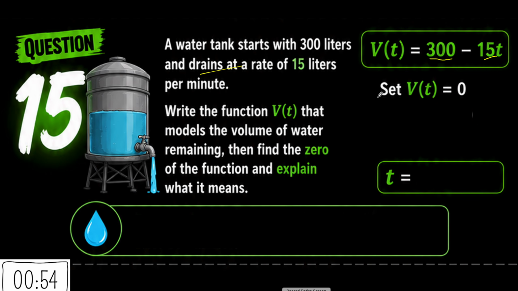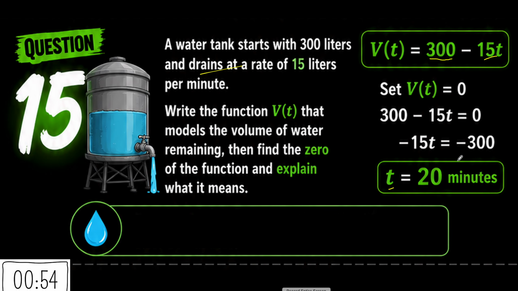So, para magawa yun, we let the v of t, which is the function, be equal to 0. At para magawa yun, yung 300 minus 15t, ito yung independent variables natin. So, magiging 0. Then, lipat natin si 300 sa kabila or subtract 300 both sides. Negative 15t equals negative 300. Dividing both sides by negative 15 here, may iwan na si t. And that is equal to negative 300 divided by negative 15. That is going to be 20 minutes.